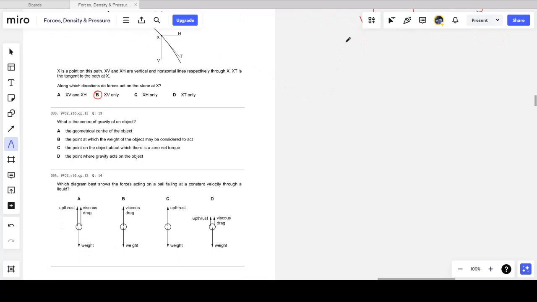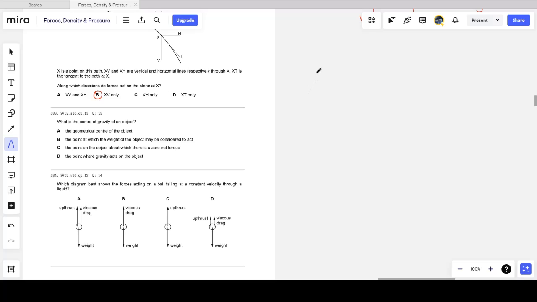Question 383 is from the summer 2016 exam. It's from question paper 1, variant 3, and it's question 13 in that paper. We want to know what is the center of gravity of an object. Is it the geometrical center of the object, the point at which the weight of the object may be considered to act, the point in the object about which there is zero net torque, or the point where gravity acts on the object? Now, it's difficult to say the point where gravity acts on the object because gravity is more of a concept than a measurable thing, than a quantity.